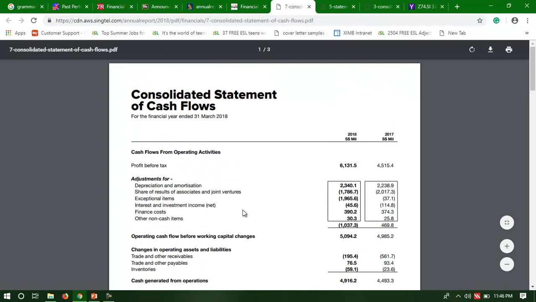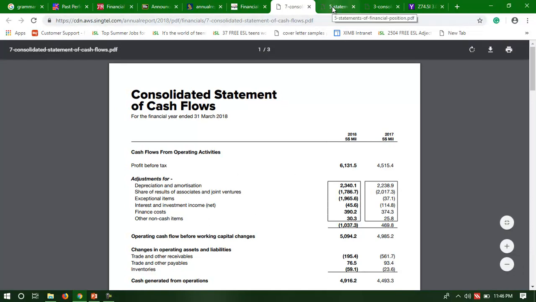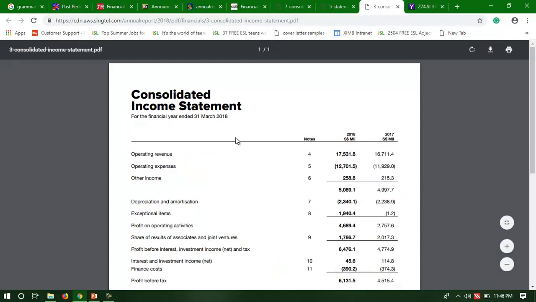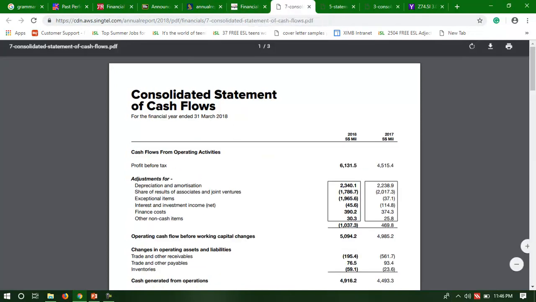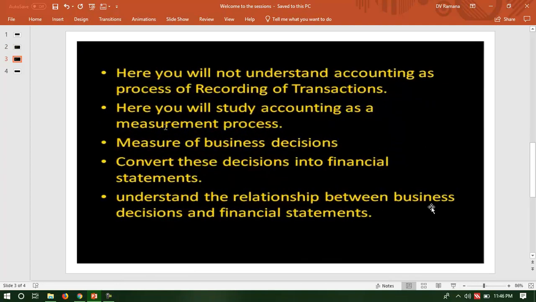It's important to understand there is a very rigorous process of recording the transactions, but it's equally important to understand that these three statements, cash flow, balance sheet, and income statement, are interrelated and interdependent. And we will make an effort in this course to understand this relationship between the financial statements, and the relationship between the business decisions and financial statements.